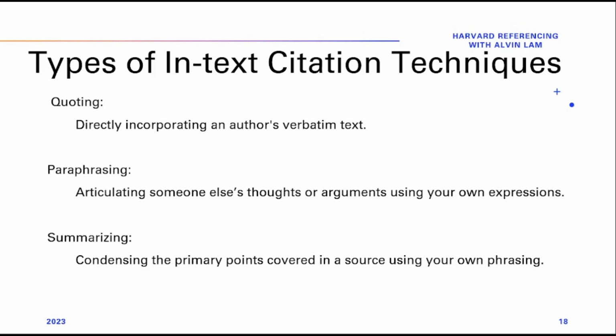The first type is called quoting. You are directly incorporating an author's verbatim text, in other words, exact words, and this has to be in a certain format. Paraphrasing is basically taking somebody else's thoughts or arguments and expressing them in your own way. Then we have summarizing. Summarizing is condensing the primary points covered in a source using your own phrasing, in other words, using your own words to condense the key points from a source. So we have quoting, paraphrasing, and summarizing.